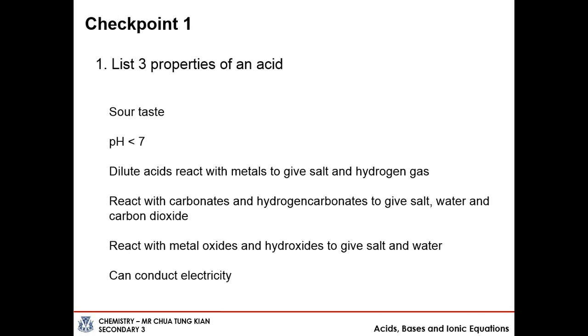So here it is. You have the main property, sour, pH less than 7. It reacts with metal to give you salt and hydrogen gas. Carbonates or hydrogen carbonates give you salt, water, and carbon dioxide. With oxides and hydroxides it gives you salt and water. And it can conduct electricity due to the presence of mobile ions.